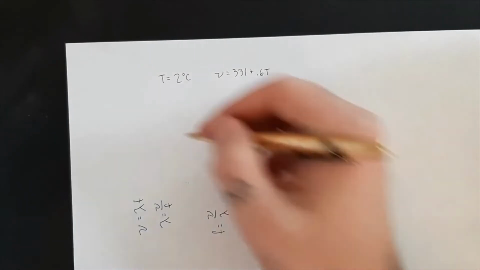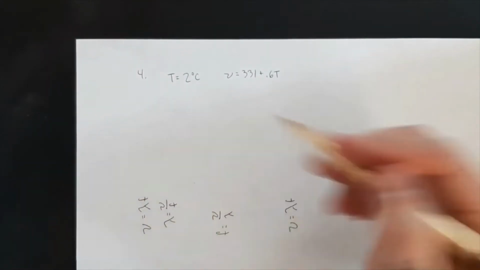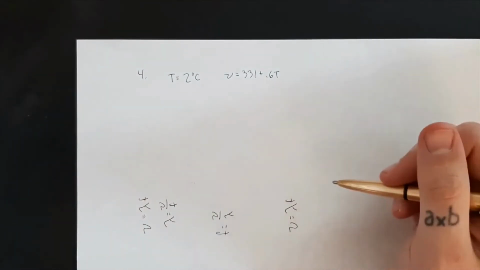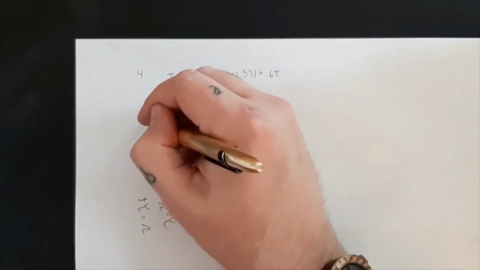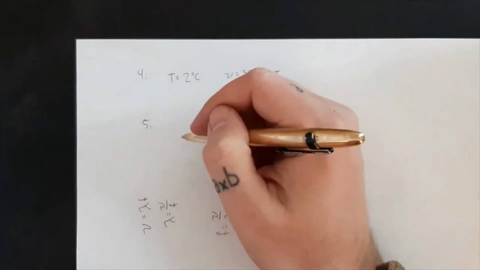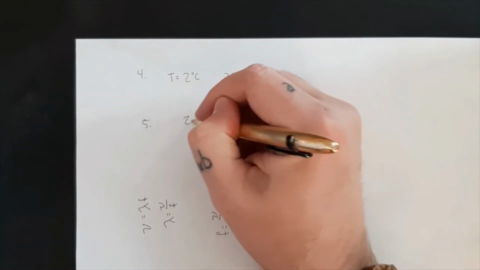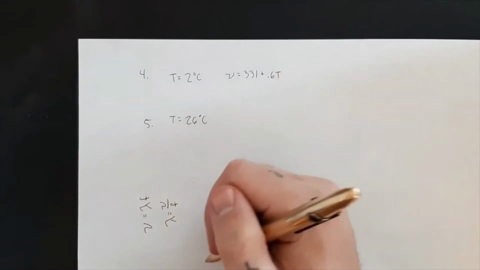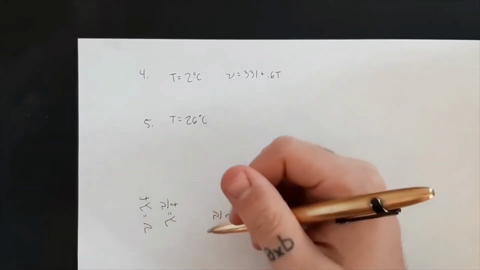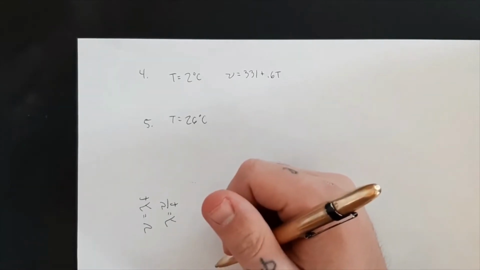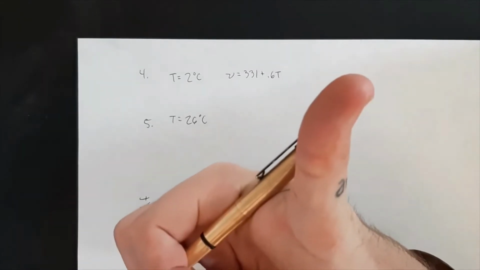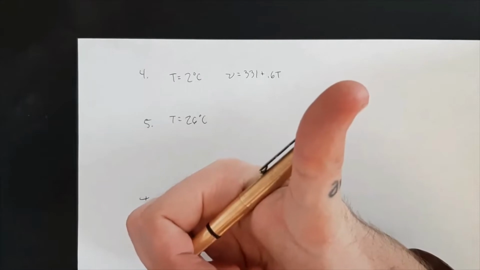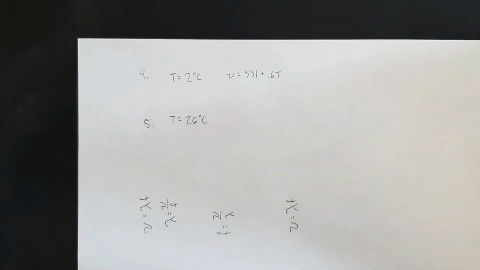For number 4, you're just plugging in 2 degrees Celsius for T and finding V. For number 5, you plug in 26 degrees Celsius into the same formula. You get two different speeds entirely based on the temperature. So that's 1 through 5 on assignment 1. The next video is going to cover 6 through 10.